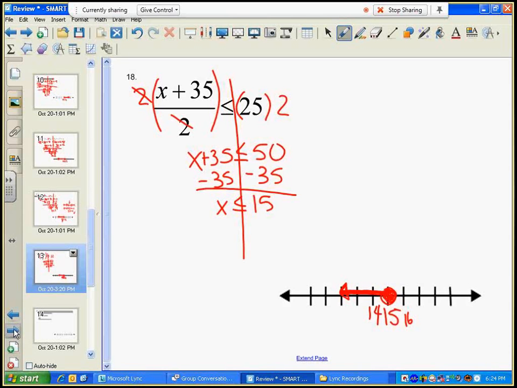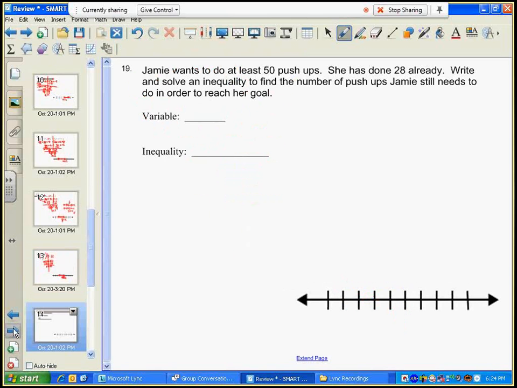Let's go to the next one. Jamie wants to do at least 50 push-ups. Ooh, I like that at least number. So whatever I'm going to come up with, it's going to have to be at least 50. If I know that this is what 50 looks like, at least 50 is going to be 50 or more. So whatever it is going to be greater than or equal to 50. I don't know what that is yet, but I know that's what I'm going for.